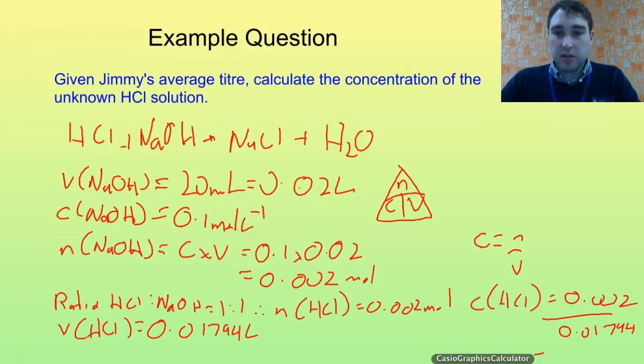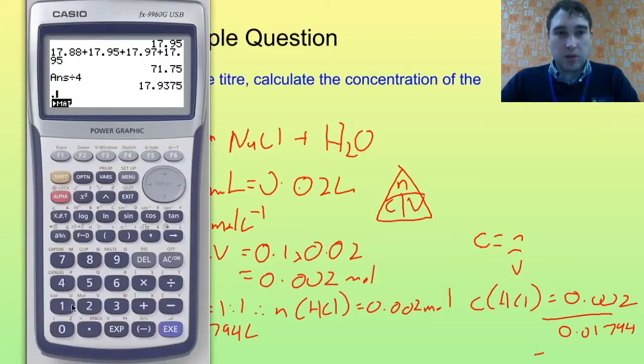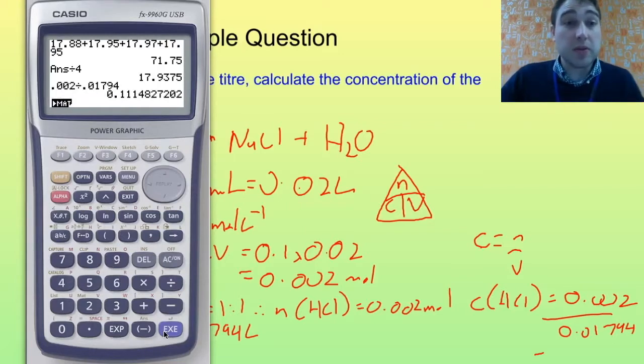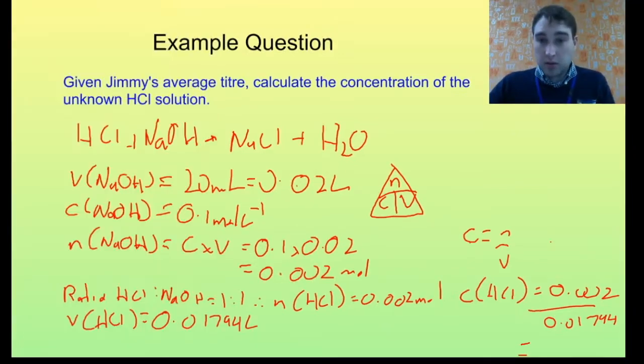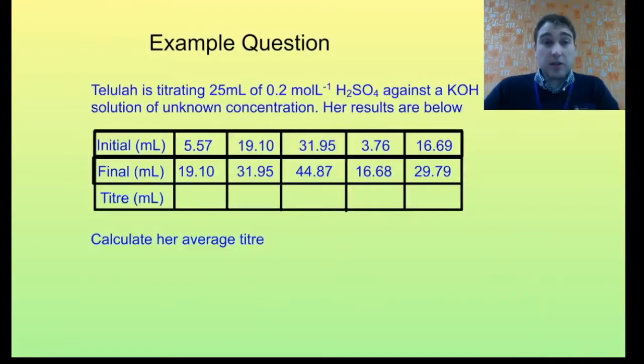And I get my calculator up, so I get 0.002 divided by 0.01794, and that equals 0.011 moles per litre. So here's another question.